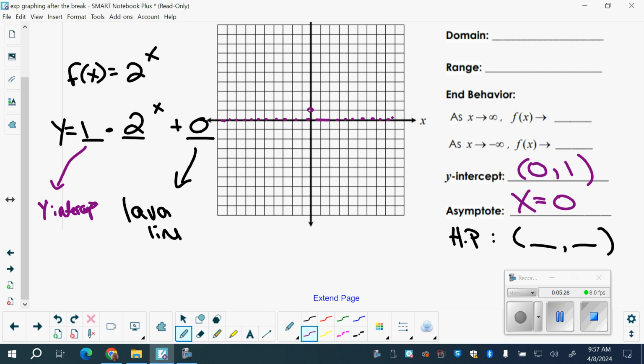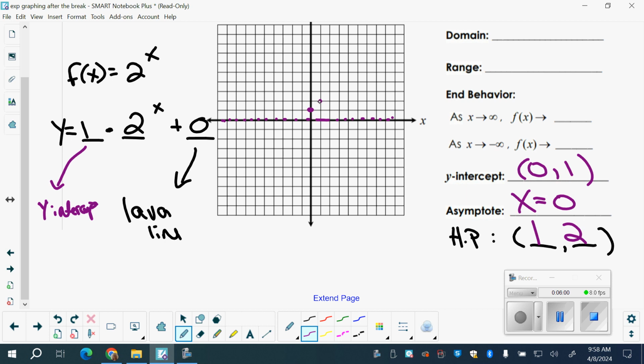And it's so easy. And that last thing is the HP. I call it the helping point. We need one more point because 1 point and a lava line is good, but it's not enough. Now I know it's going to make a J, but I need one more point. And you know what I do? I'm going to plug in the number 1 right there. So I'm going to make this 1, 2 to the 1 is just 2. That's my helping point. And guess what?